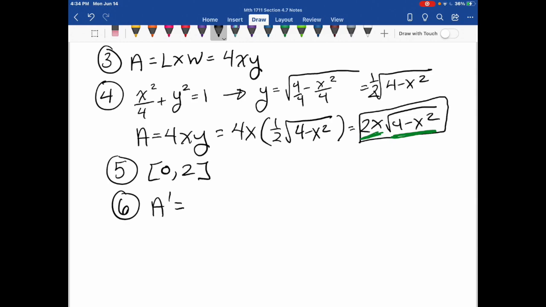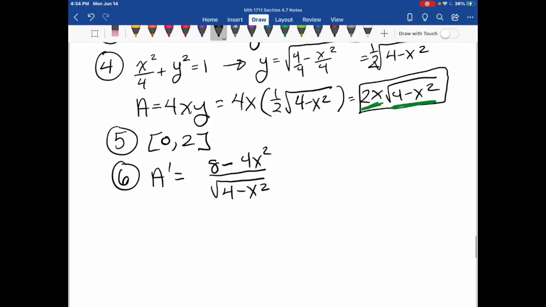So do that on some scratch paper off to the side, and you can check to see if you get the same answer that I do. When you take the derivative of the area, you should get 8 minus 4x squared all over the square root of 4 minus x squared.